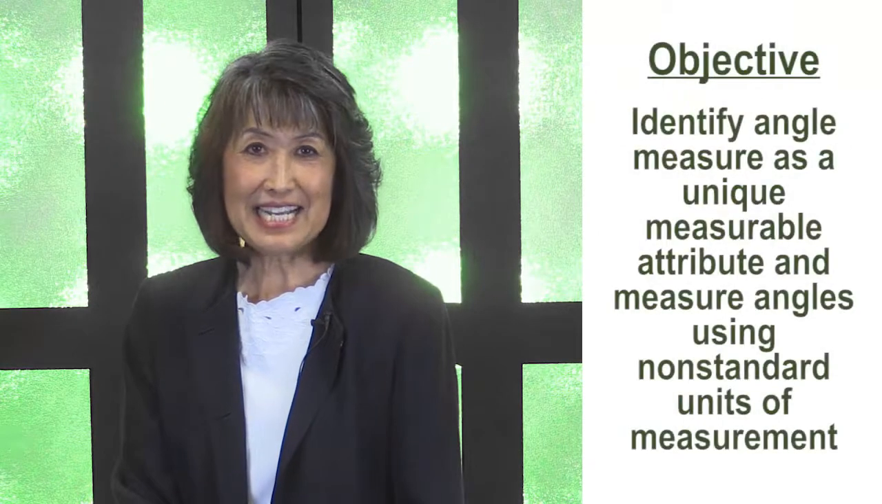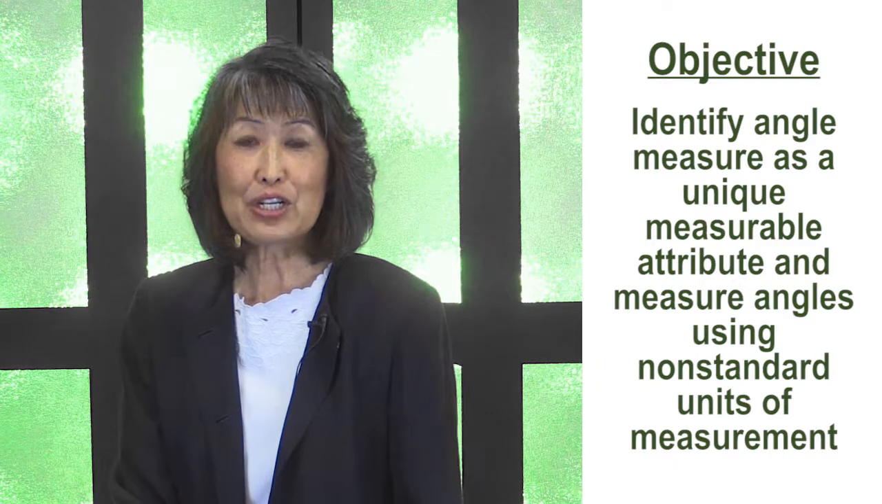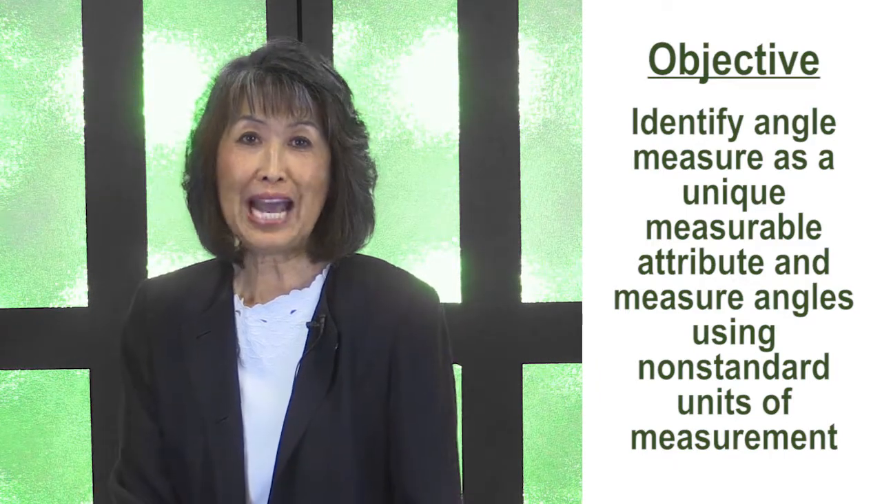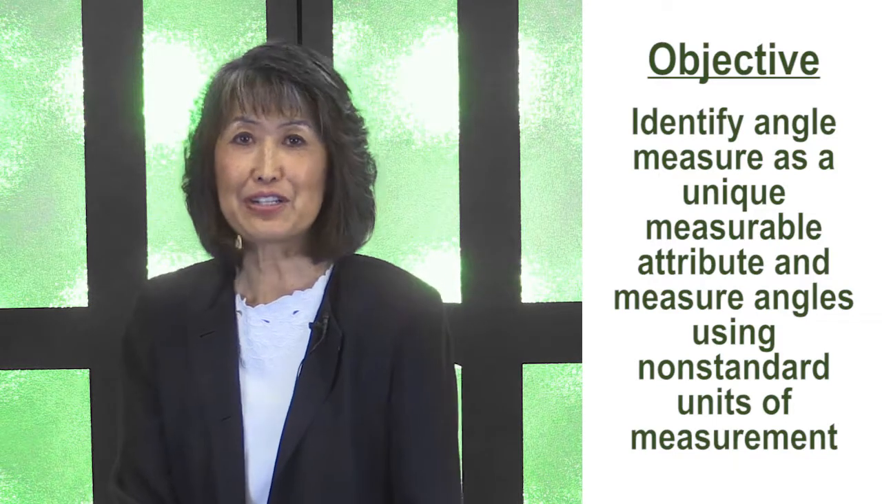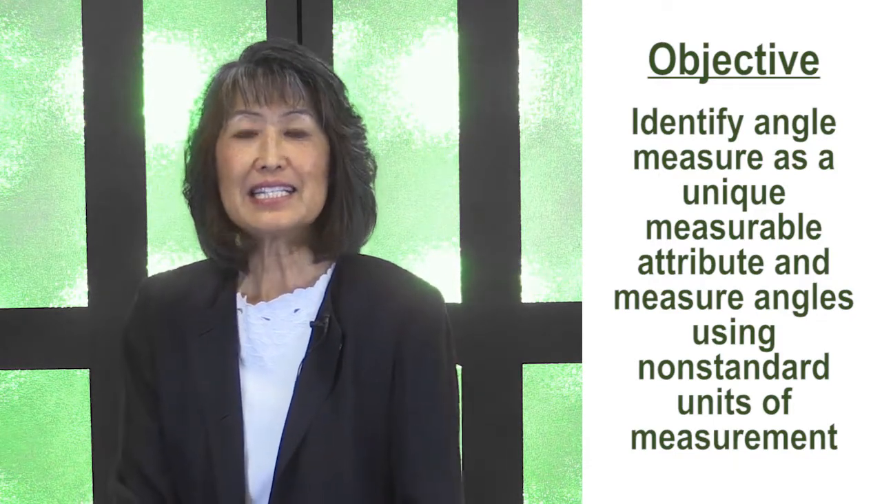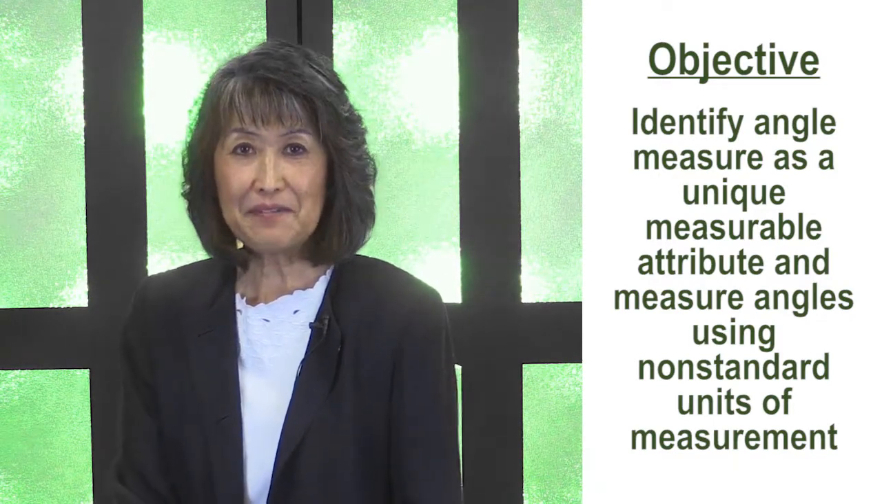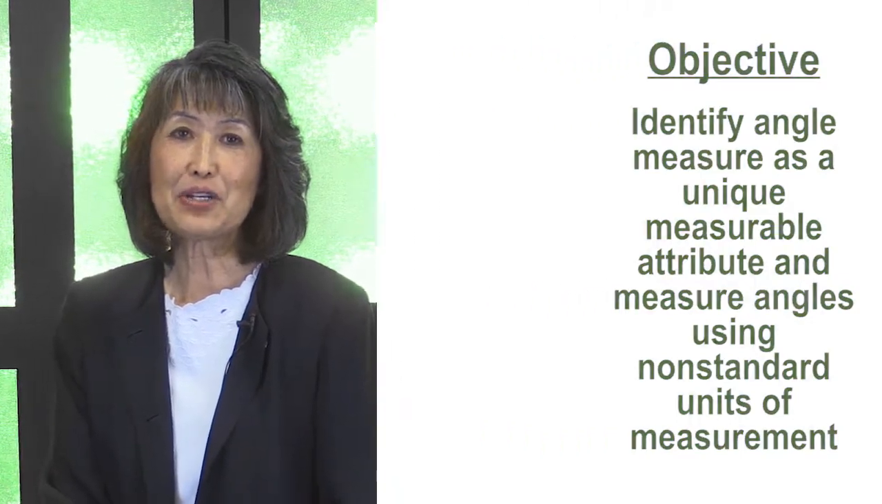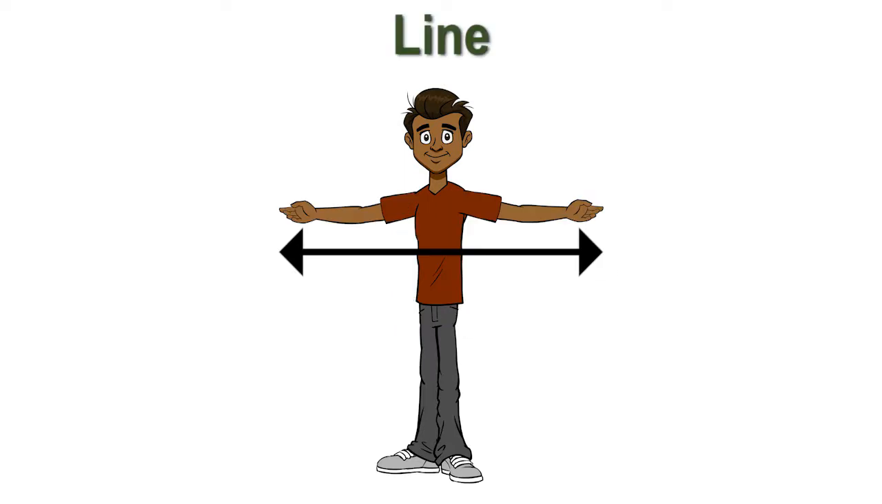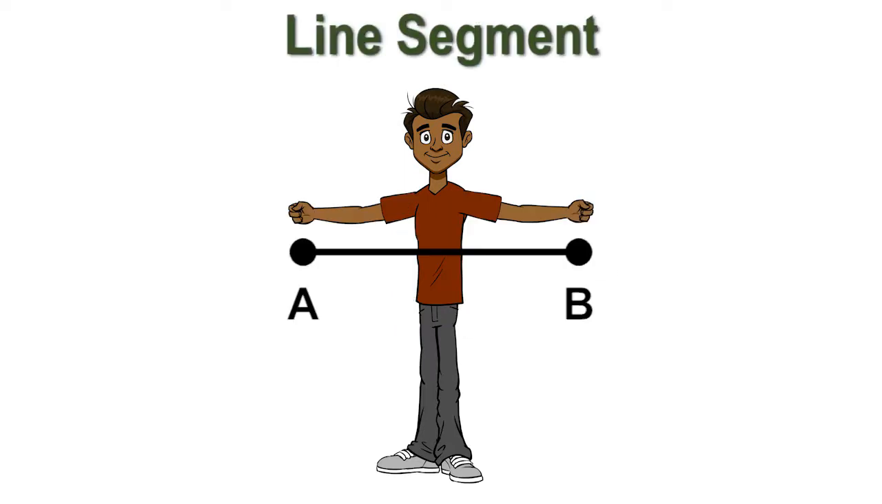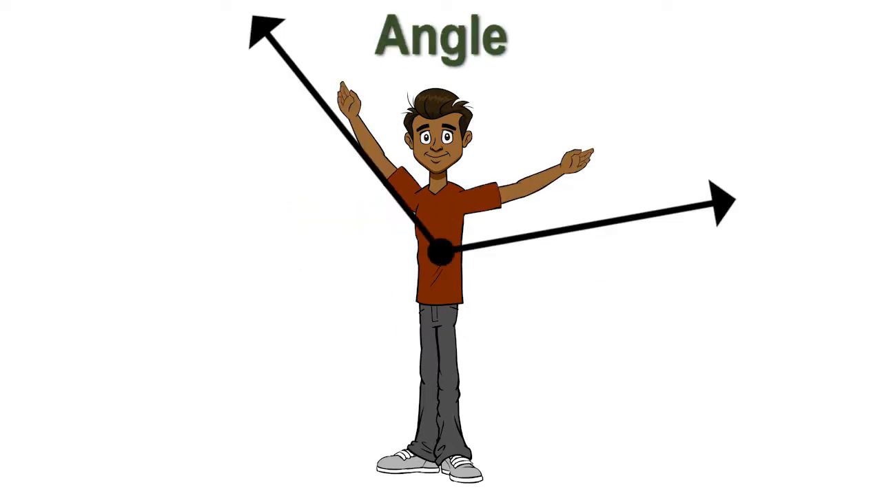The objective of this lesson is to identify angle measure as a unique, measurable attribute. Students will also be able to measure angles using non-standard units of measurement. This lesson begins with a review of previously learned material for geometric shapes. You might ask your child to show you the body movement for a line, line segment, ray, and angle.